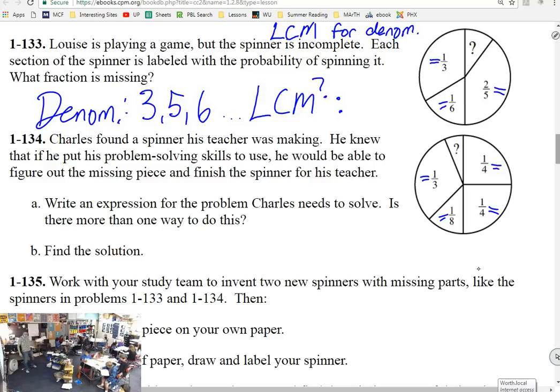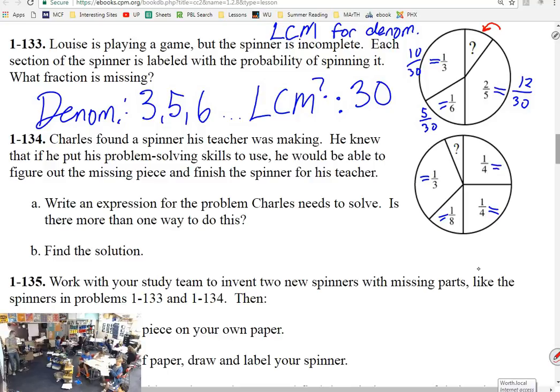In number 133, Zach's gone today, isn't he? Yeah. Naya, what is the least common multiple of 3, 5, and 6? 30. Anyone disagree? No, I agree. So, my 1/3 becomes anybody? 10/30. My 1/6? 5/30. My 2/5? 12/30. And if you do not know how we got those values, please check with somebody at your team.